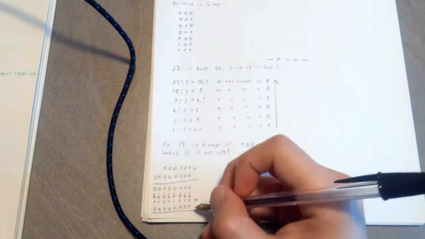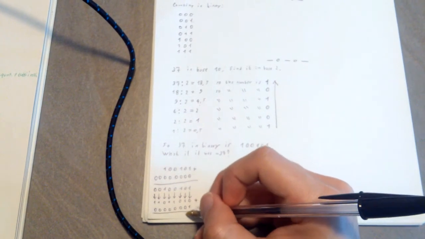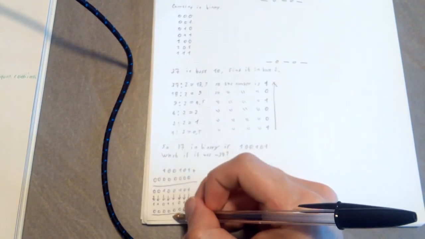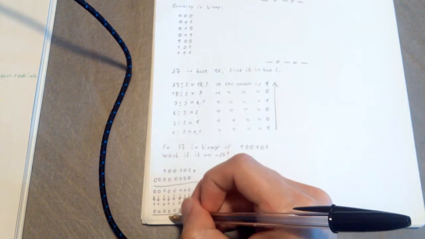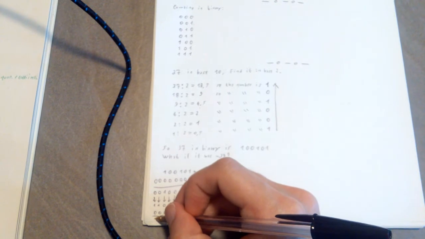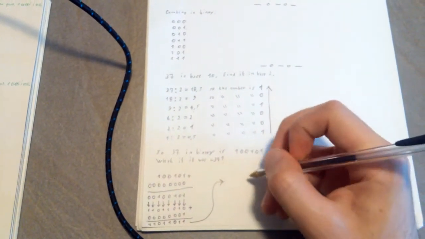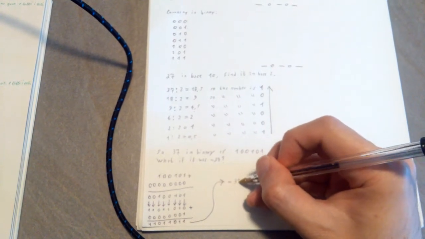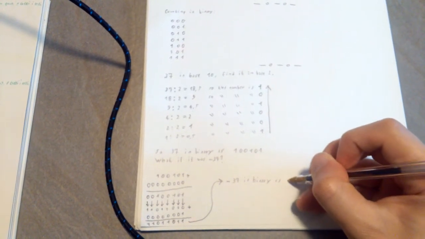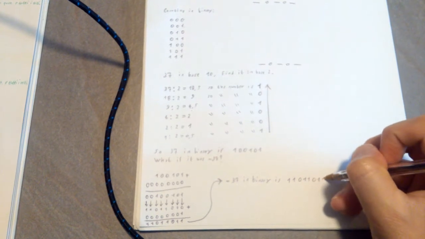Well, we get 1 here because it's 0 plus 1 is 1. 1 plus 0 is 1. 0 plus 0 is 0. 1 plus 0 is 1. 1 plus 0 is 1. 0 plus 0 is 0. 1 plus 0 is 1. And 1 plus 0 is 1. Therefore, negative 37 in binary is 1, 1, 0, 1, 1, 0, 1, 1.